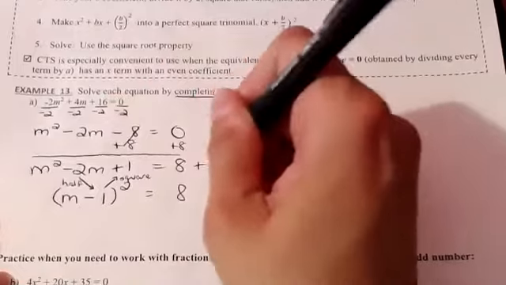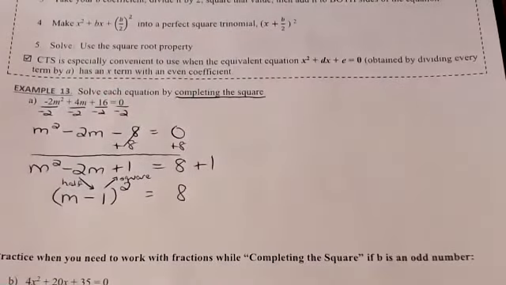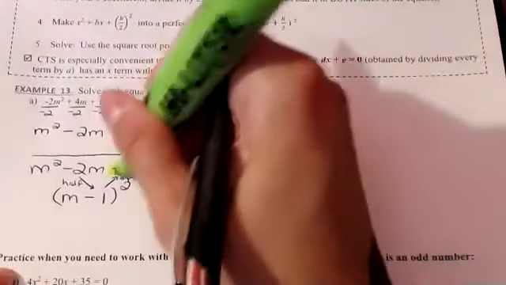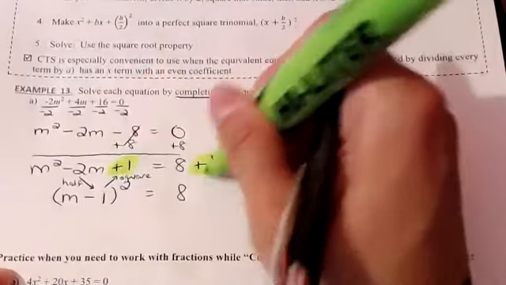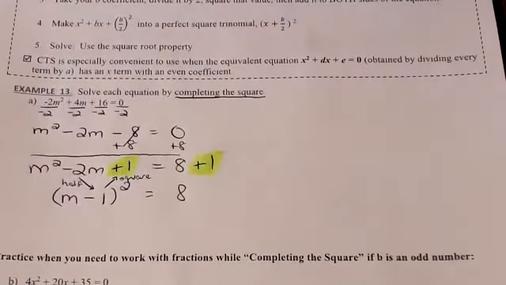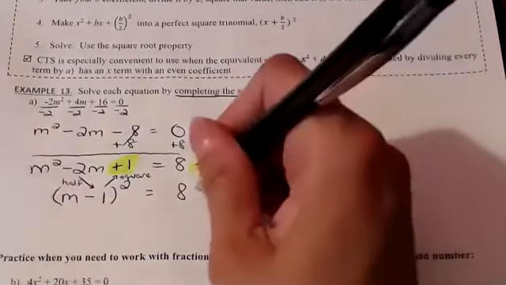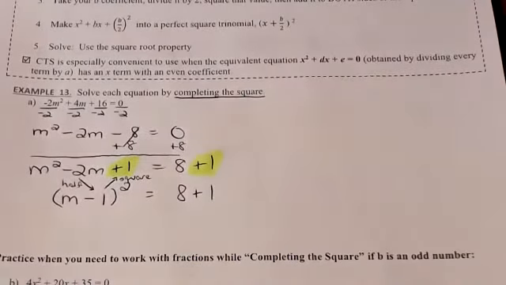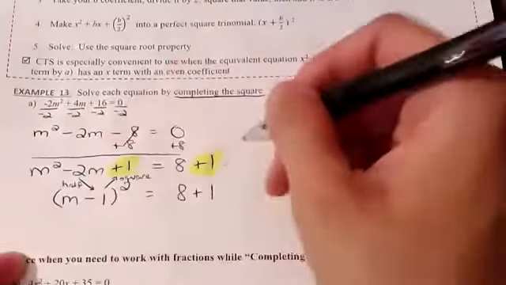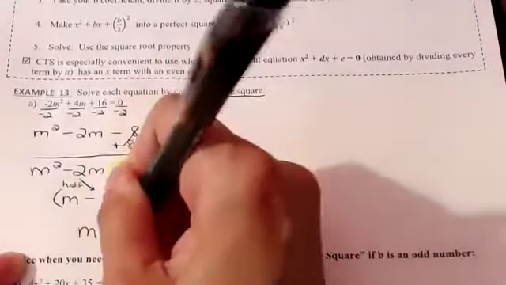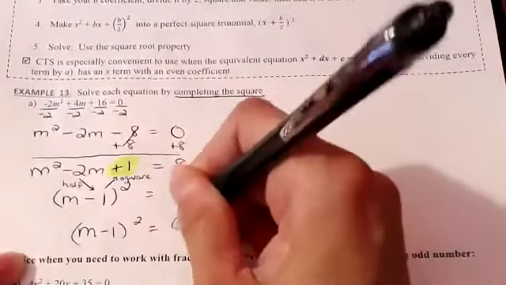What you do to one side, do to the other. If you're going to add a 1 on the left, you've got to add a 1 on the right. That way your equation stays completely balanced. So then that means this becomes a +1. And we're going to clear that up. That simply becomes a 9. So we have m minus 1 squared is equal to 9.